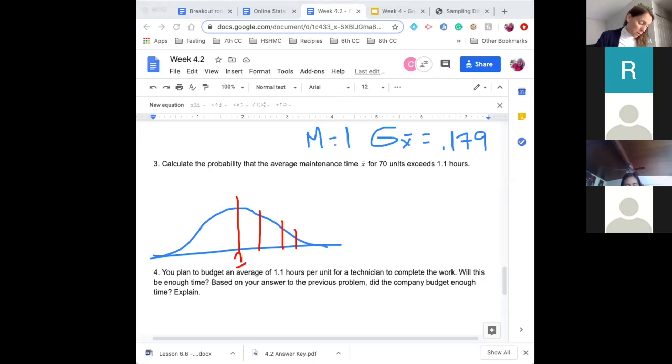Deviation away is going to be 1 plus 0.179. So 1 standard deviation away is going to be 1.179. And what we're looking for here is 1.1 hours. So 1.1 hours is going to be somewhere here, like less than, right? So we have to calculate that. What is that z-score? So how do we find z-score?